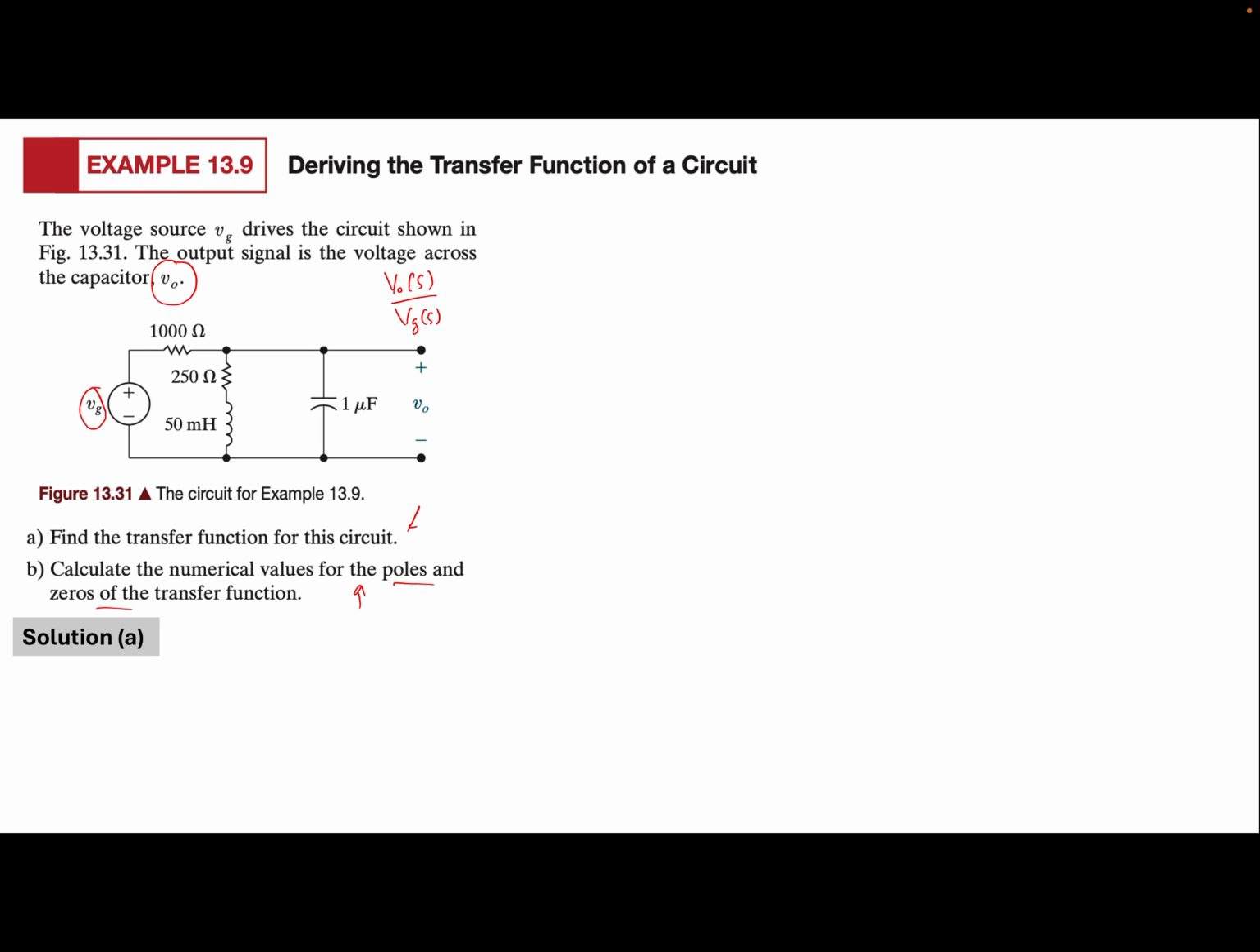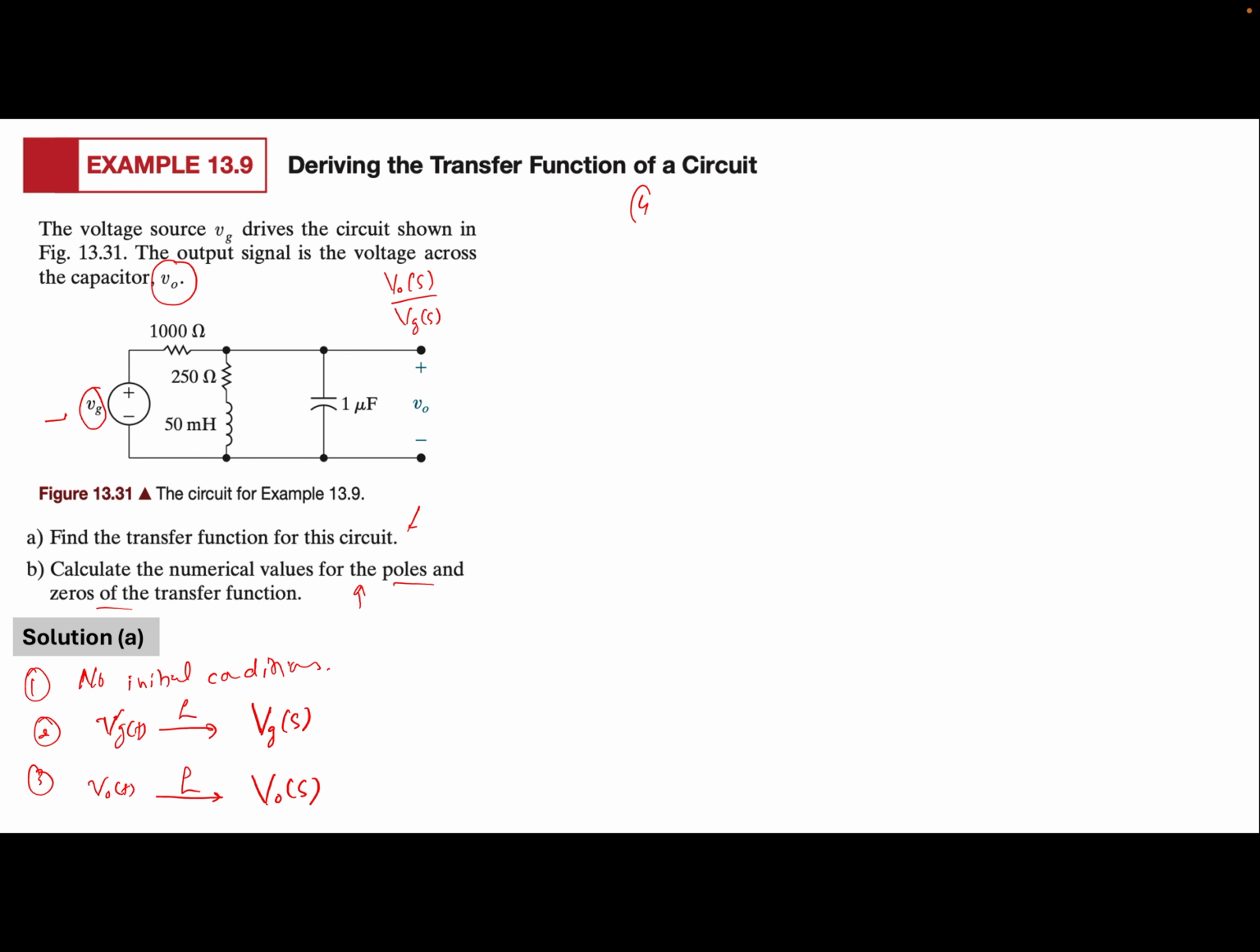I don't need to do all those steps, but there are no initial conditions. I don't need to worry about initial conditions. And then in step number 2, we usually convert this small vg of t, Laplace transformed, can be written as capital VG of S. Similarly, this small v0 of t, Laplace transformed, can be written as V0 of S.